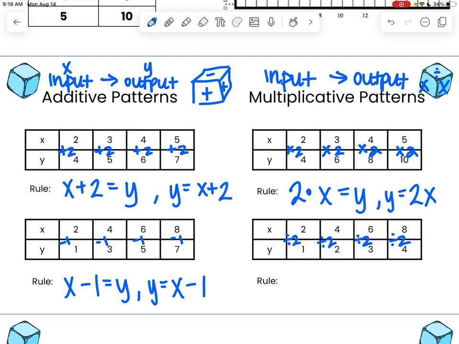So for our rule, we can say X divided by 2 is equal to Y. I also know that division can be represented as a fraction. So I could say X over 2 is equal to Y. They mean the same exact thing, just represented a little differently.